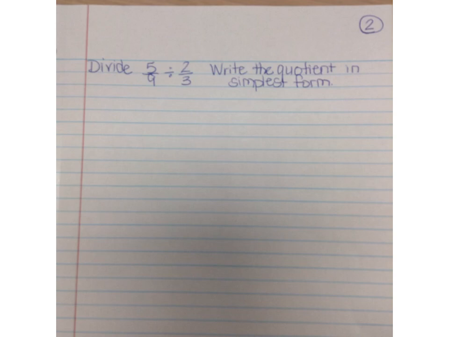Okay, our second square, by the way, you're going to need 6 squares. I'm hoping that you, I forgot to say that in the beginning one. You'll need 6 squares. So divide 5/9 divided by 2/3 and write the quotient in simplest form. So the first fraction never changes. The second one, we're going to use the reciprocal, which is 3 halves, and we're going to multiply.